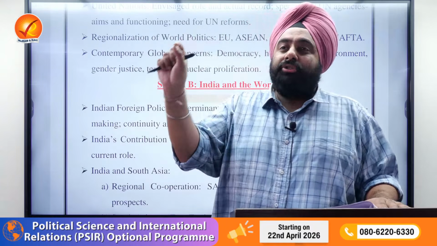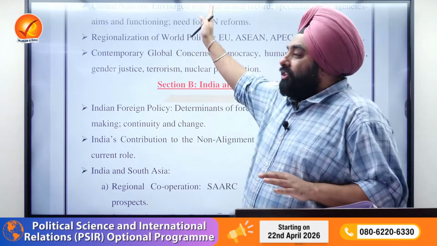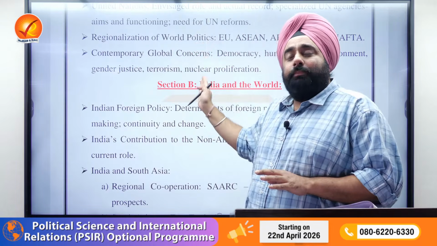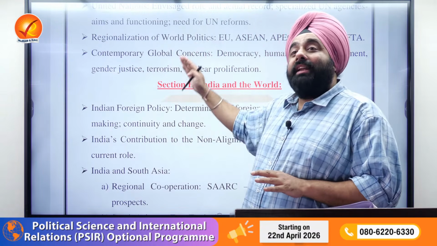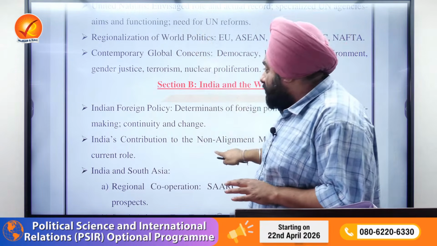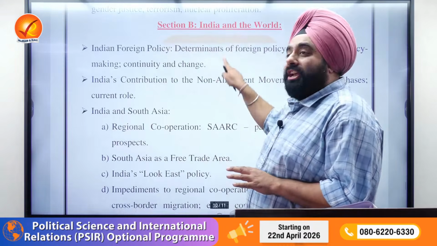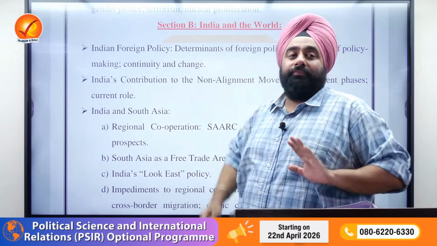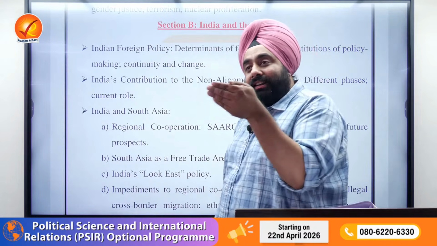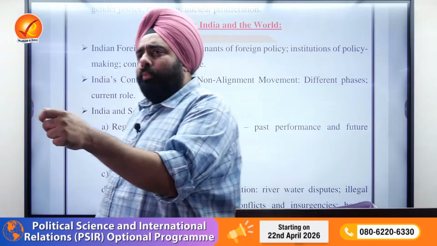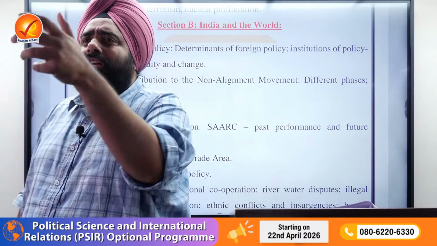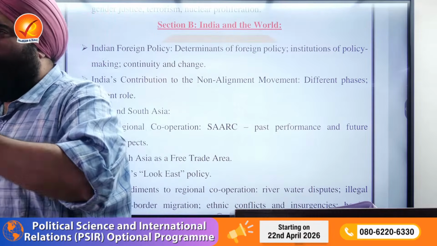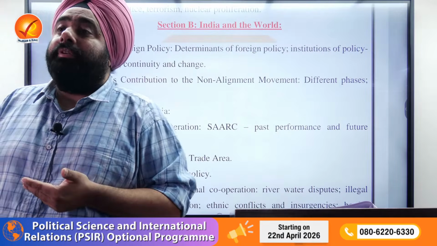Paper 2 also has two sections. Section A has all these topics about international politics, what all is happening in international politics, and also IR theories and IR concepts. Section B, students, is totally dedicated to India's relationship with the world. In Section A, we do theoretical analysis. We study about IR issues of the world. We study the IR theories and IR concepts. We also do comparative analysis of different political systems.